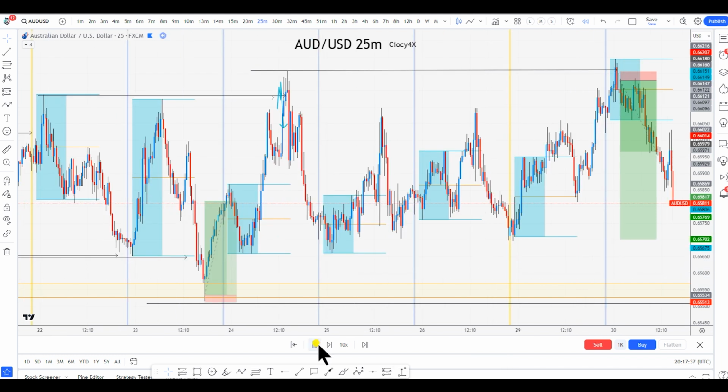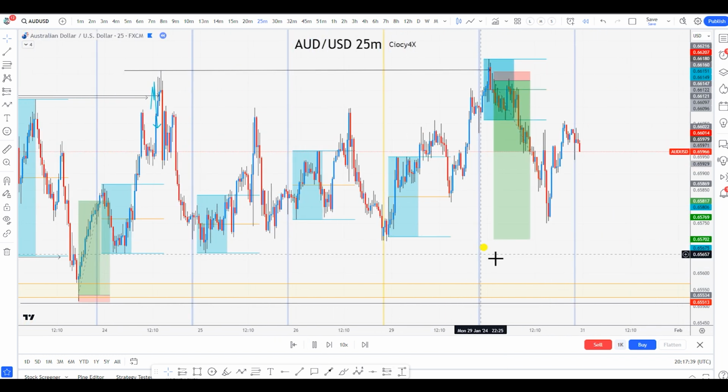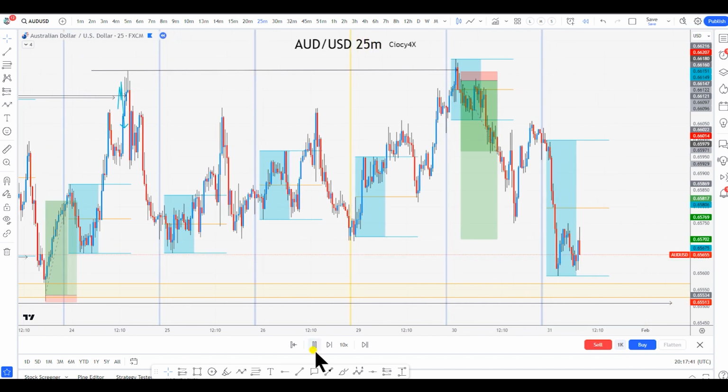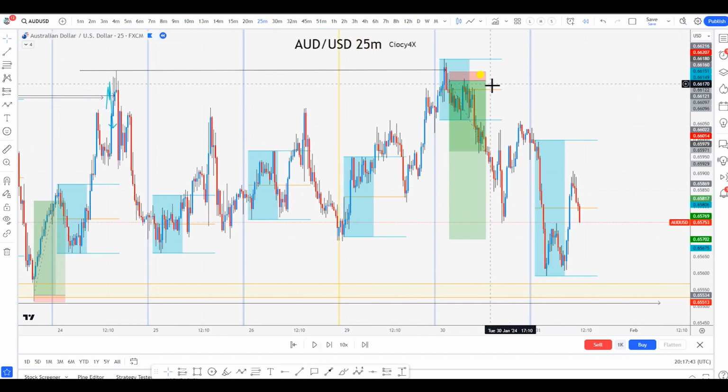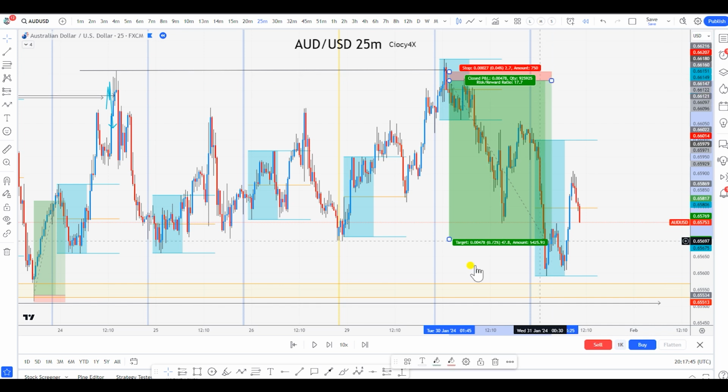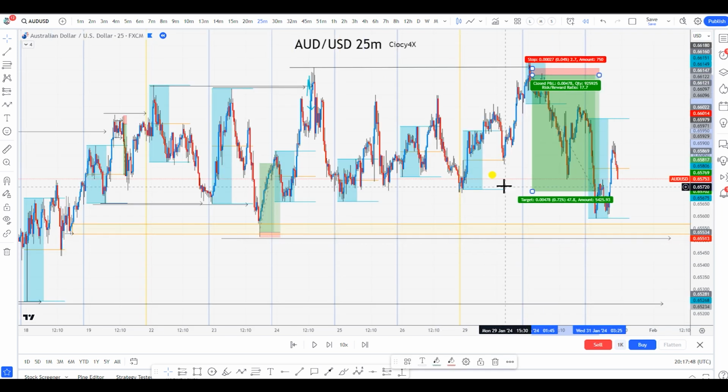Okay, look at this. Let's see what happens next. Price gives a bit of pullback, it comes back, and boom, the next thing you know, price literally drops all the way down there, for a nice 1 to 17.